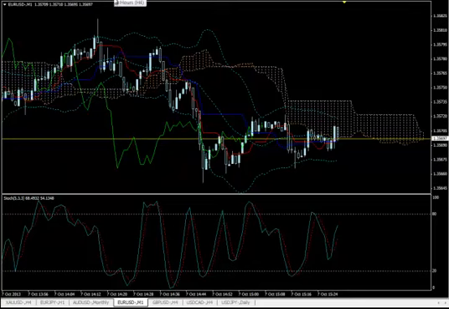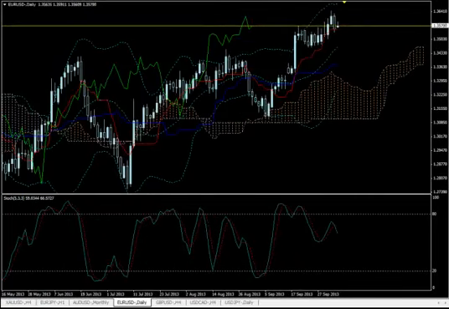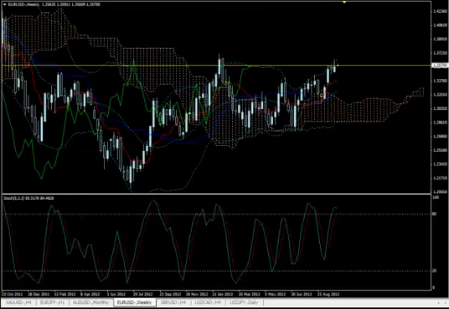This is it. Let's go to the big picture. We saw H4, H1, let's go to day one. Everything is bullish here. Temporary plunge shown by stochastics, but everything looks bullish.